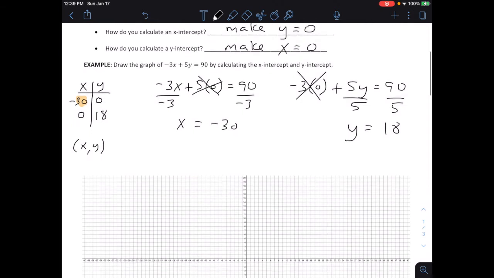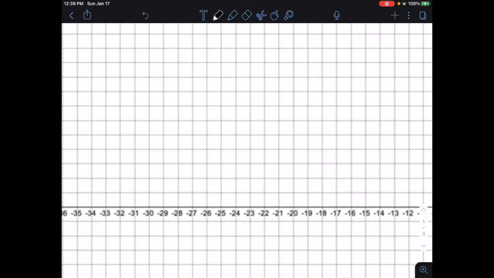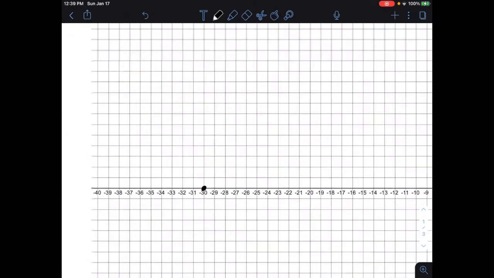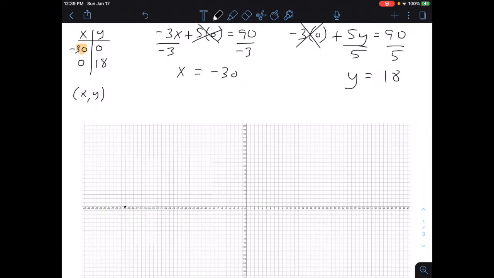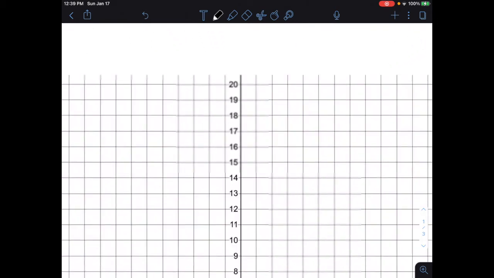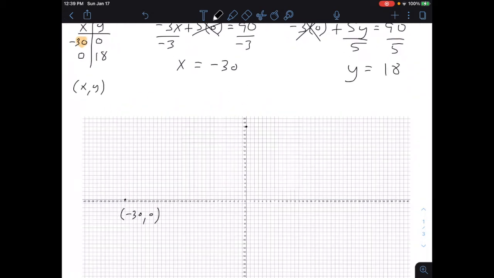So that means that negative 30, we're going to plot that point on the x-axis. So I'm going to zoom in here so we can all see that. And I just made a point right there. All right, so that's my x-intercept, negative 30, 0. So I'm just going to go ahead and add that here, negative 30, 0. All right, and then the y-intercept is 0, 18. So I'm going to find 18 on the y-axis and make a point there. And so that is my y-intercept of 0, 18.